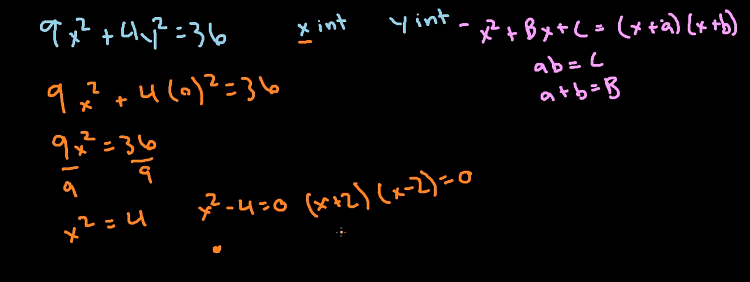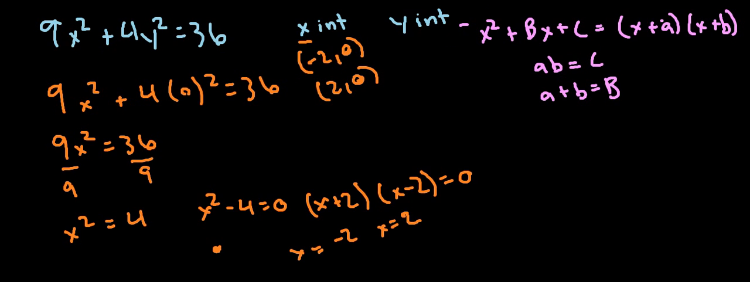Now we just need to find what values of x make this equation true, and it's pretty easy to see. We can see that -2 would make this equal to 0 because this would make this value 0, and 0 times this would be 0. And also +2 because it would make this 0, and then 0 times this is 0. So x is equal to -2 and x is equal to +2. So these are our X intercepts. I'll write them under here in ordered pair form. So -2, 0, and then 2, 0.